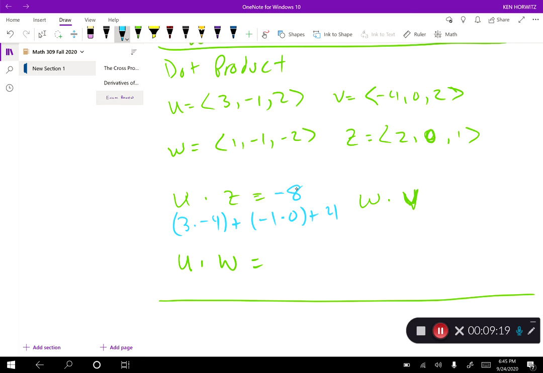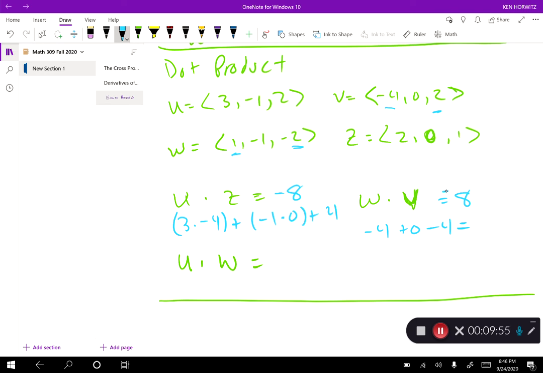All right, so then if I want w dot v, I do 1 times -4, which is -4, and -1 times 0 is 0, and -2 times +2 is -4, so that again would be -8.